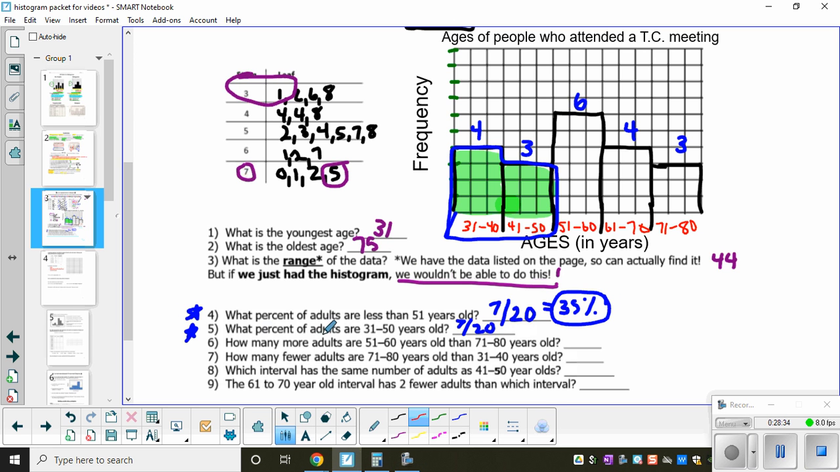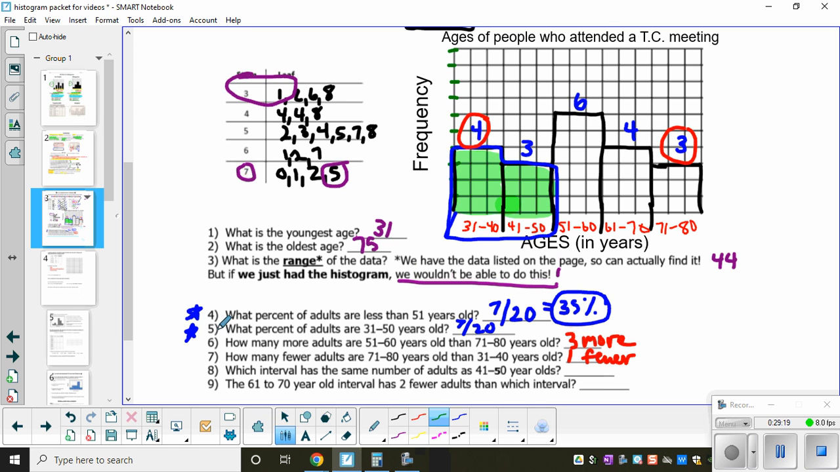All right, for number 6, how many more adults are in the 51 to 60 category than 71 to 80? So 51 to 60 had 6 in it versus 71 to 80 has 3 in it. So how many more? If you have 6 versus 3, it's going to be 3 more. How many fewer adults are there in the 71 to 80 category than 31 to 40, which is right here? So 71 to 80 is 3, and 31 to 40 is 4. So how many fewer in this category than this category? 1 fewer. 3 is 1 less than 4.